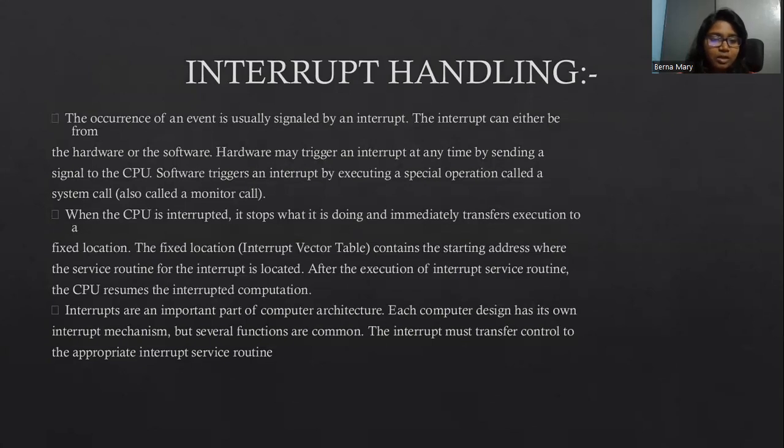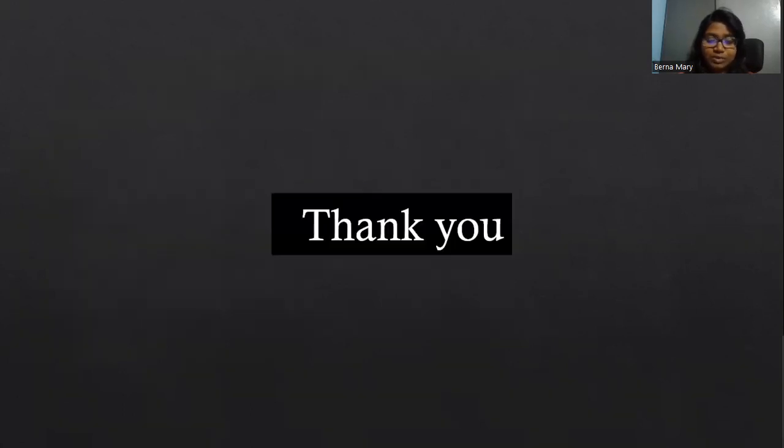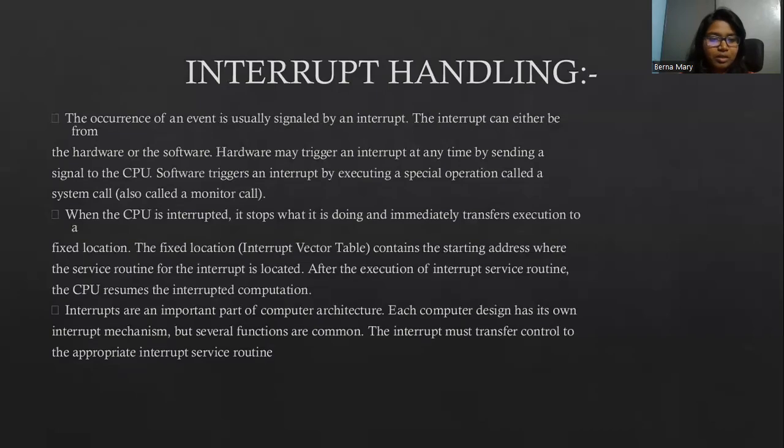Interrupts are an important part of computer architecture. Each computer design has its own interrupt mechanism, but several functions are common. The interrupt must transfer control to the appropriate interrupt service routine.